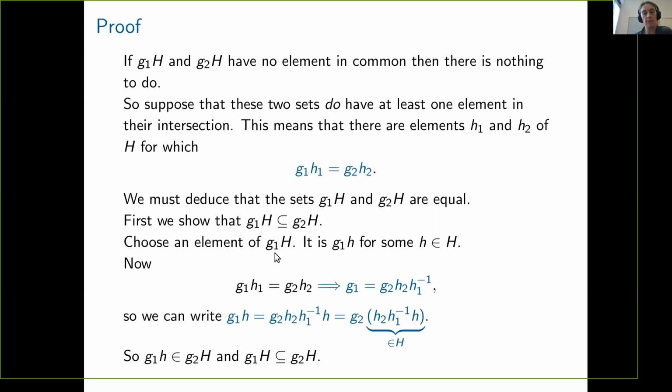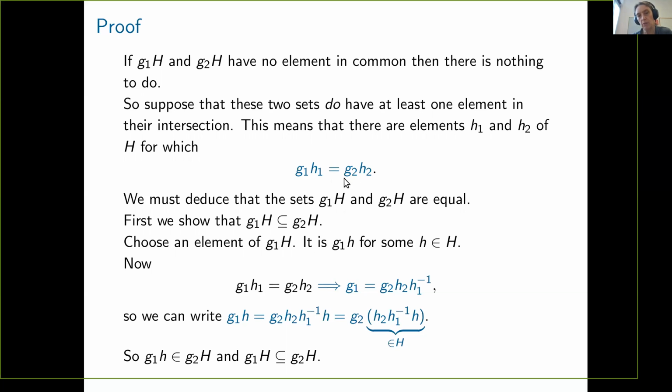So let's give ourselves an element of g1H. We have to ask ourselves, what does it mean to be an element there? It means that you are some element of H composed on the left with g1. So a typical element of g1H, that coset, is g1 composed with h for some element h of the subgroup H. What are we supposed to do with this to show that it must belong to g2H? Well, the only thing that we have in our hands that relates g1 and g2 really is this equation. So let's see if we can use that somehow.